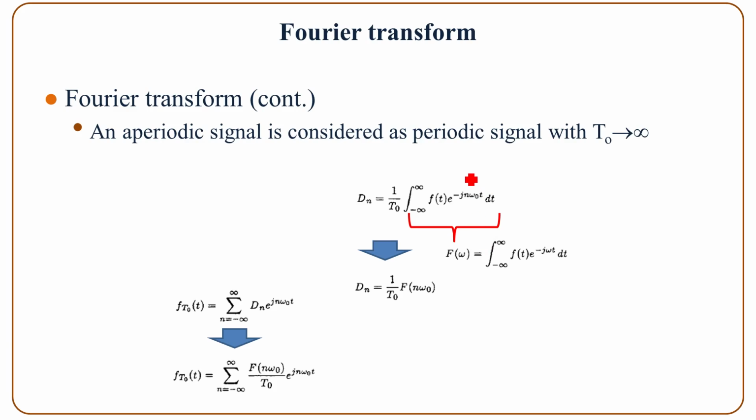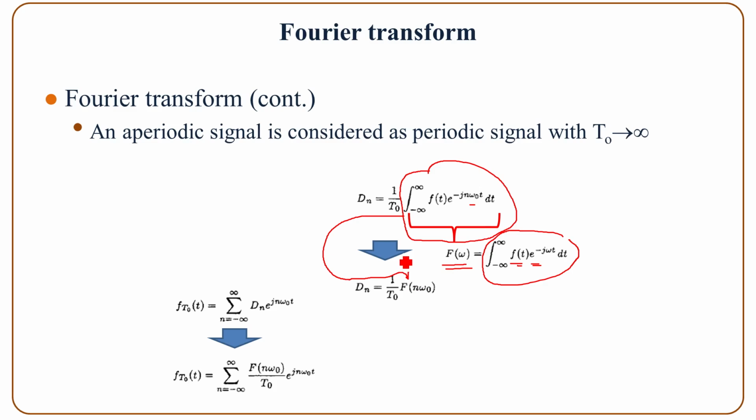Now we make the integral F of omega, which is a function of the angular frequency. So if we call F of omega the integral from negative infinity to infinity of f of t times e to the negative j omega t dt, then this integral now becomes F of n omega naught, and this is a new form of the coefficient Dn.